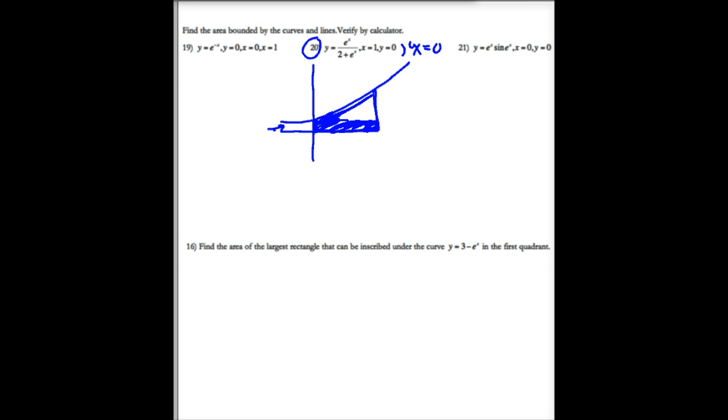And I'm just looking for area, so I'm not whipping this around. I've got no pi, no cylinder. Area is just all about the representative rectangles, and we're going to be adding up the area of those as we swing from 0 to 1 along the x-axis.